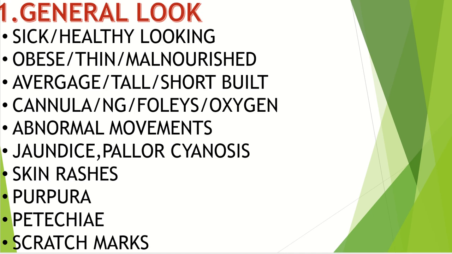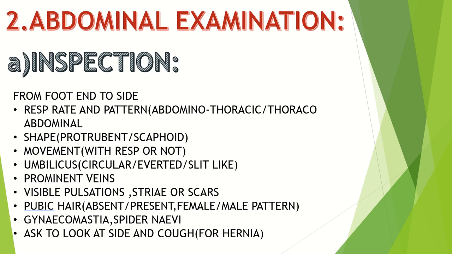Now the first one is the general look. So what are the things that you will look for in this step? The first one is whether the child is healthy or sick looking. Is he obese, thin, malnourished, average, tall, or of short build? Does he have any cannula, NG, Foley's, or oxygen? Are there any abnormal movements? Are there any signs of jaundice, pallor, cyanosis? Are there any skin rashes? Are there any purpura, petechiae, or scratch marks?